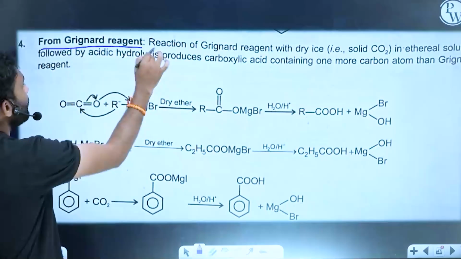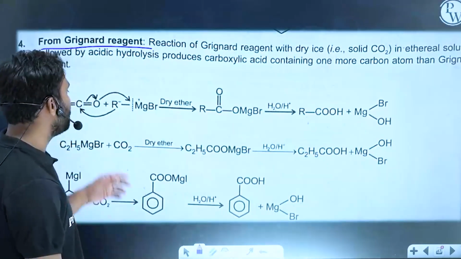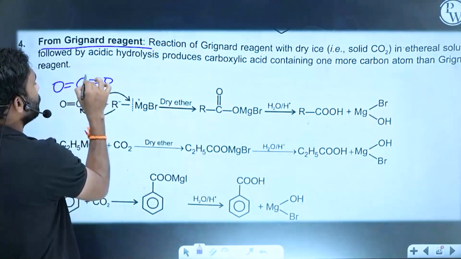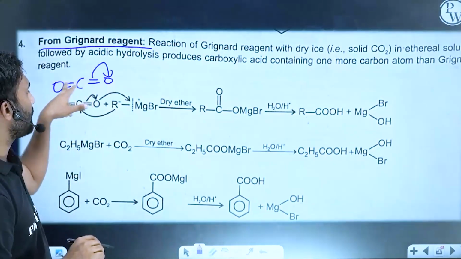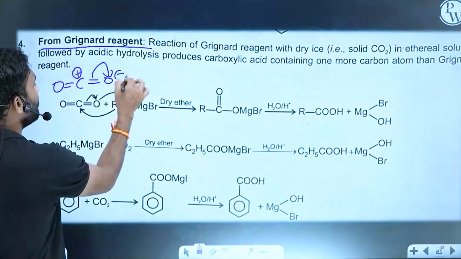Next, from the Grignard reagent we can prepare the carboxylic acid. Now this is CO2. Here the oxygen is more electronegative than carbon, so the carbon will get the positive charge and the oxygen will get the negative charge.